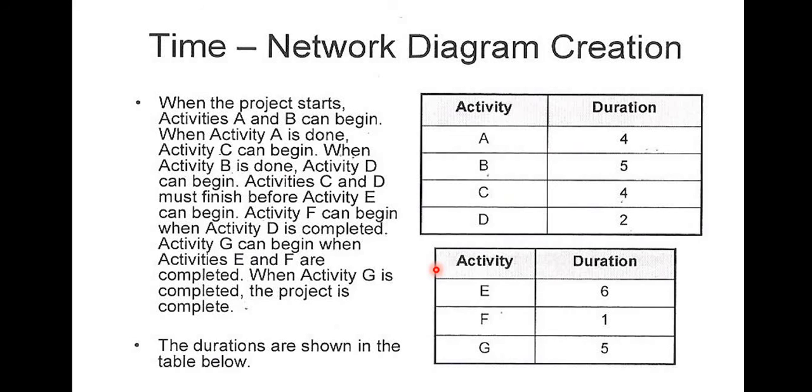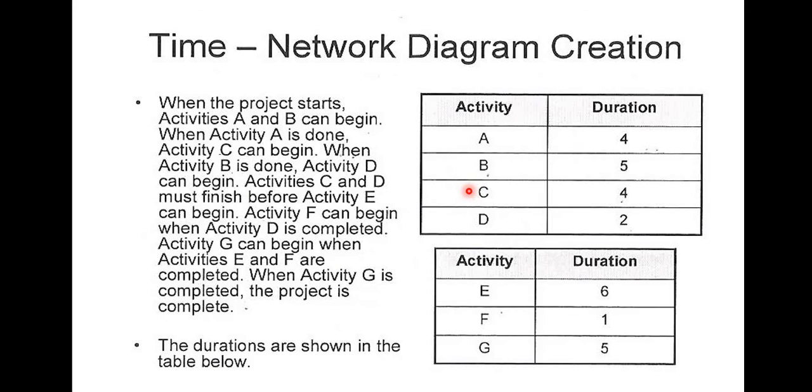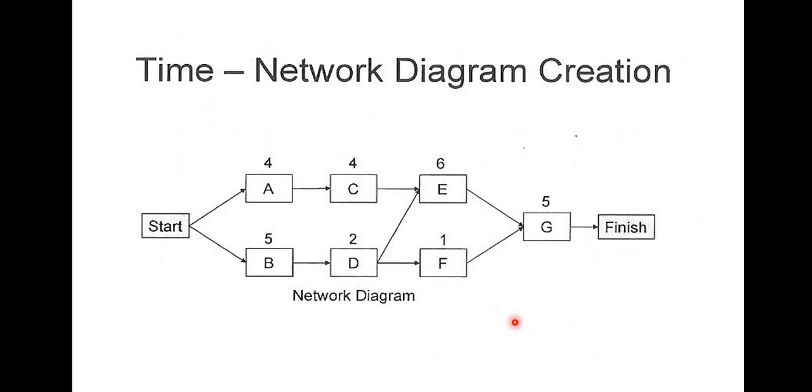So activity G can begin when activity E and F are completed. What is the relationship here? Finish to finish. So when activity G is completed, the project is complete. So when G is completed, then we enter into the finish box.